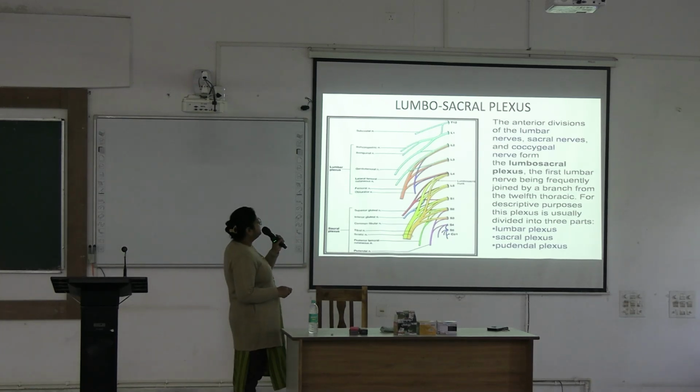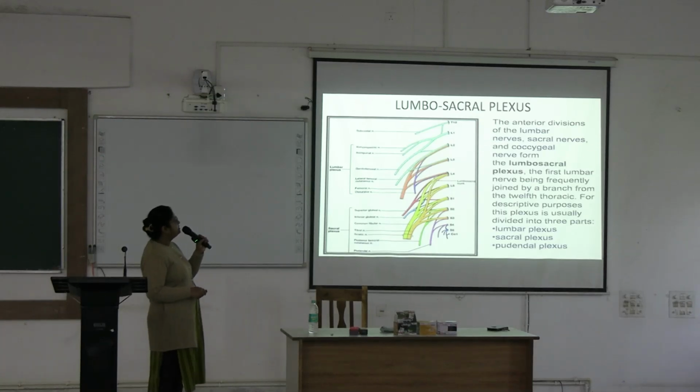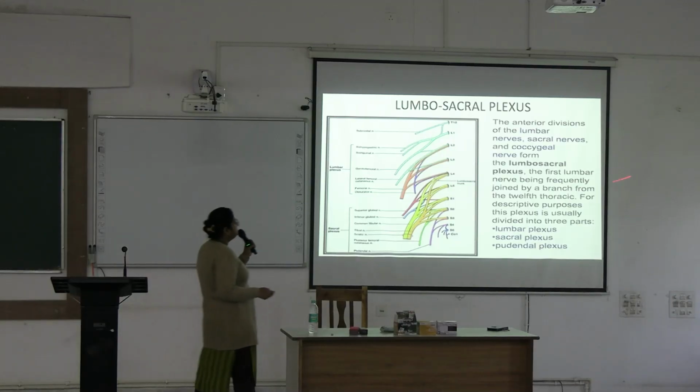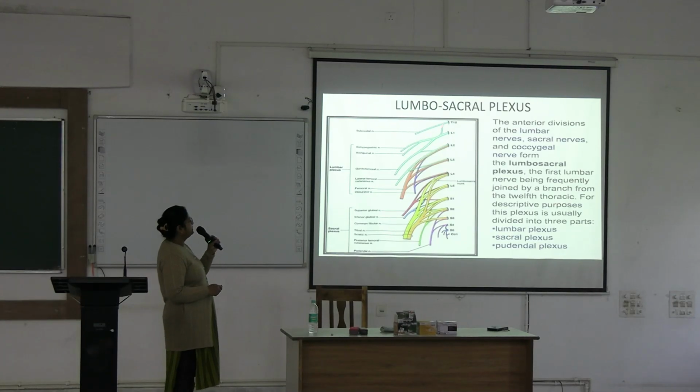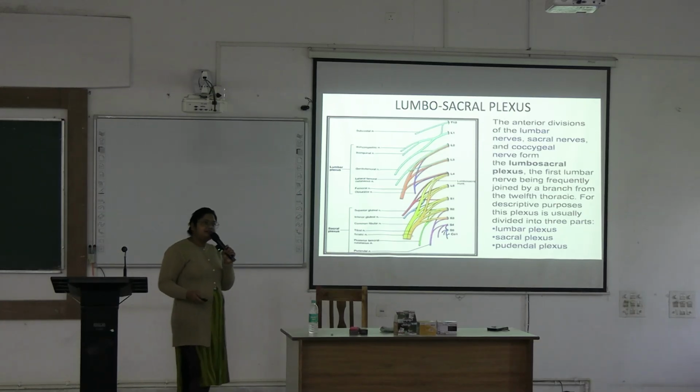The anterior divisions of lumbar nerves, sacral nerves and coccygeal nerves together form the lumbosacral plexus, the first lumbar nerve being frequently joined by a branch from the 12th thoracic. For descriptive purposes, we will discuss this in three parts: lumbar plexus, sacral plexus and the pudendal plexus, meaning mainly the coccygeal plexus.